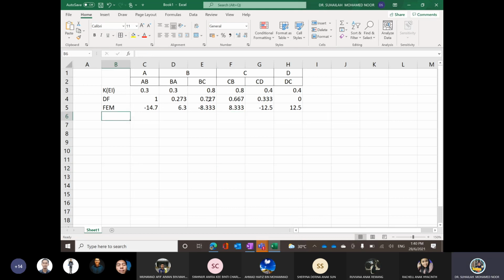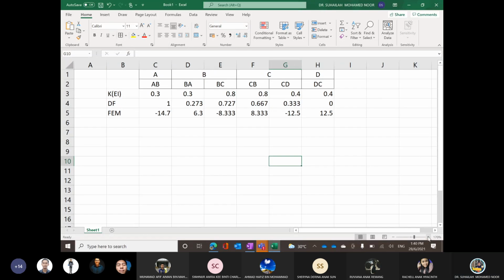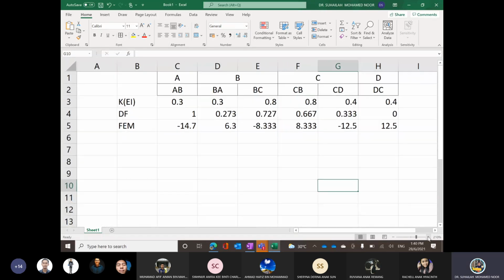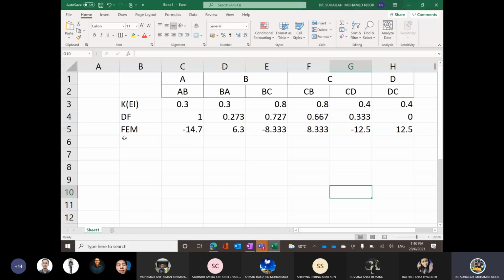Okay, so we have put all the fixed end moments into the table, like this. Remember the first moment in the table is actually the fixed end moment. Fixed end moment is the first member end moment, the first internal moment in the table. So we will start with the first distribution. This is distribution number 1.